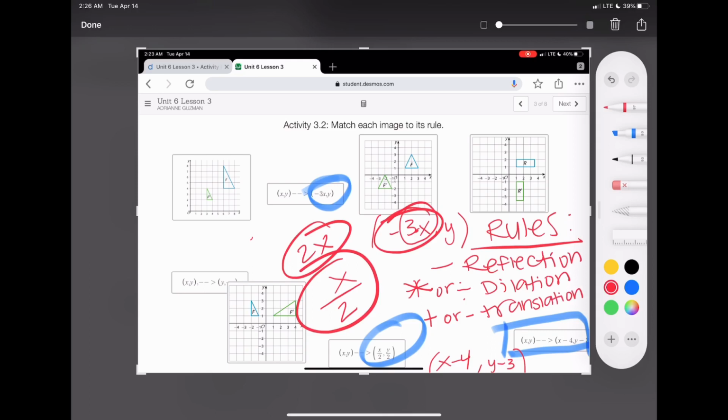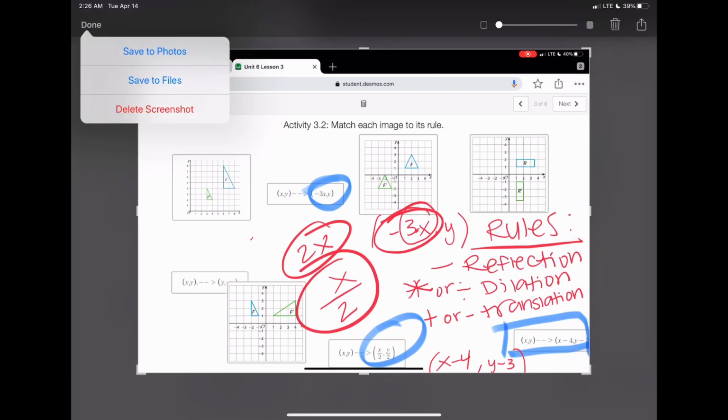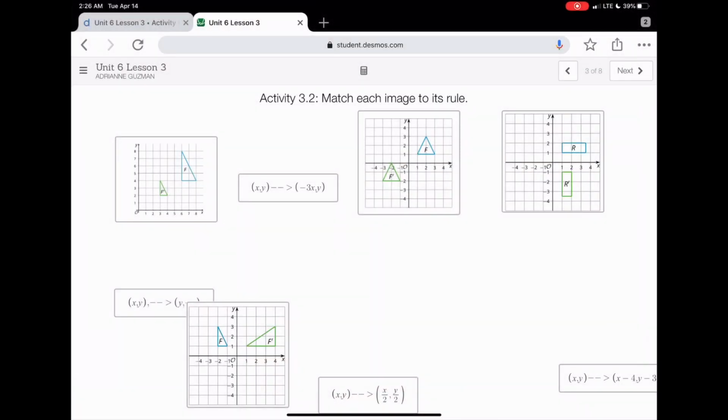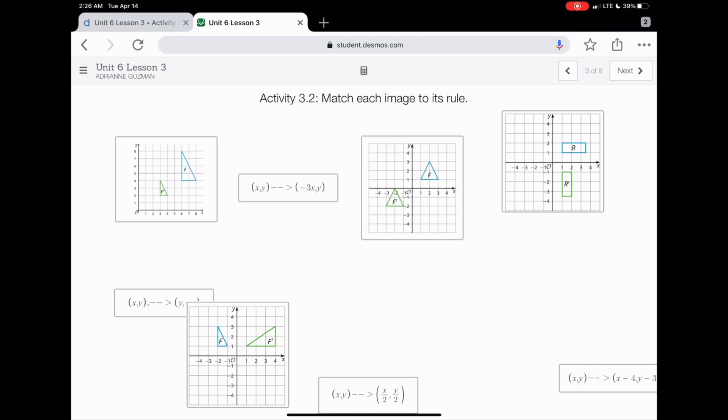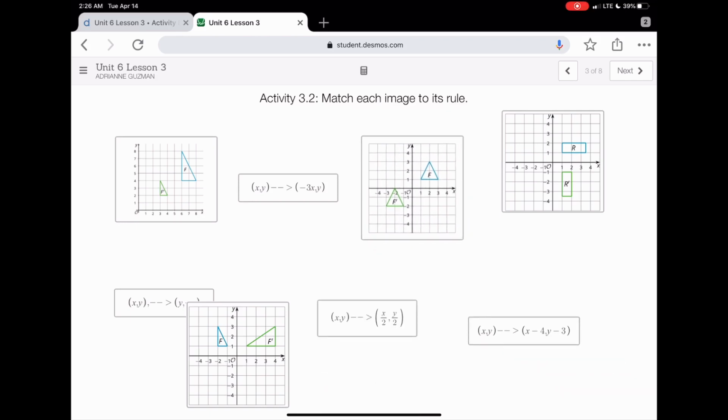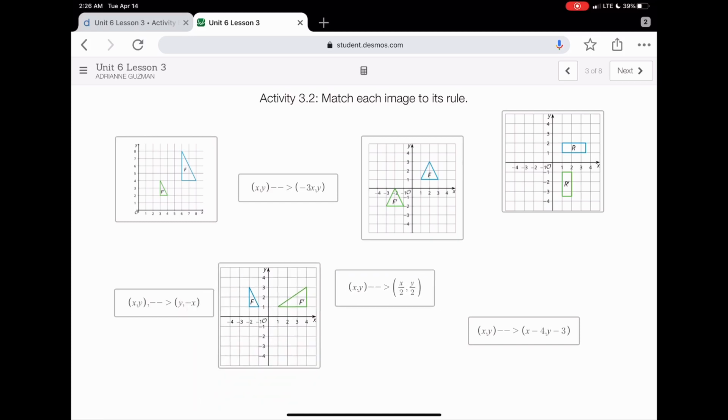Okay, so keep those rules in mind as you are completing this activity. My best advice to you would be analyze the images, compare it to the rules, and you might say, well, let's look at this rule here. Which of these graphs look like a dilation happened? Which of these graphs look like the image went from being bigger and then becoming smaller?